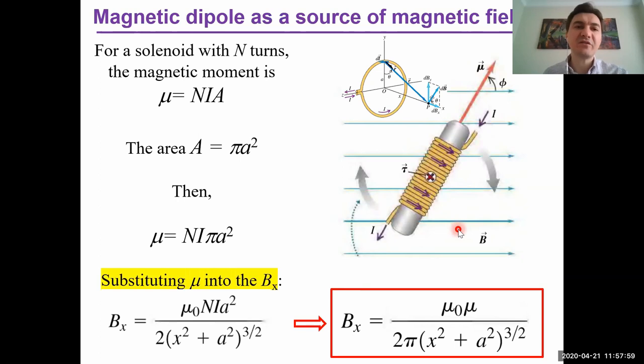During the last lecture, we found that the magnetic moment of just a single loop is given by I times area. But if you have N loops, the magnetic moment or magnetic dipole is given by N times I times area. I is the current, A is the area of the loop. In this case, the area is given by pi a squared. Then instead of A, just use this one here, then mu is given by that expression. This is the magnetic moment of that coil.